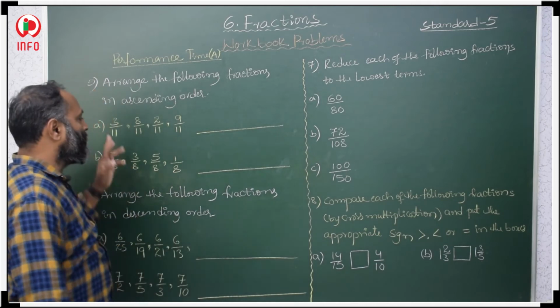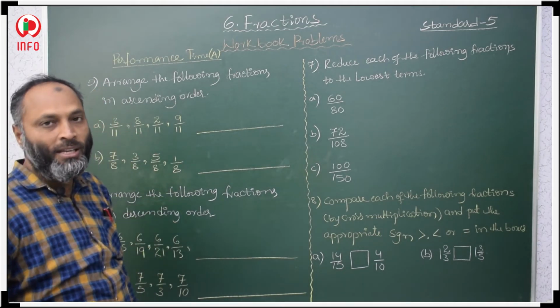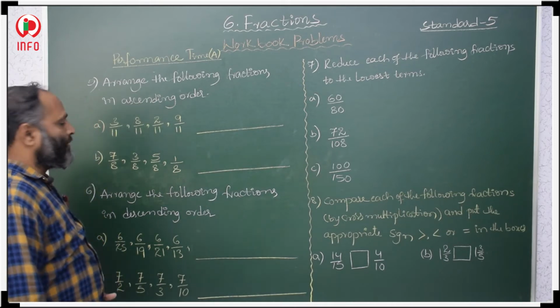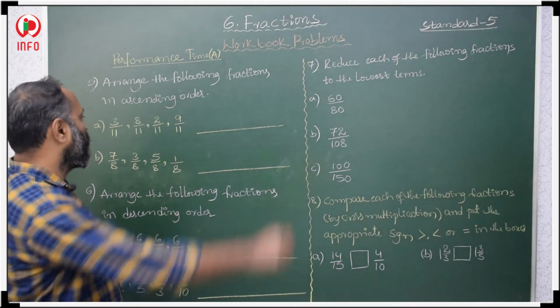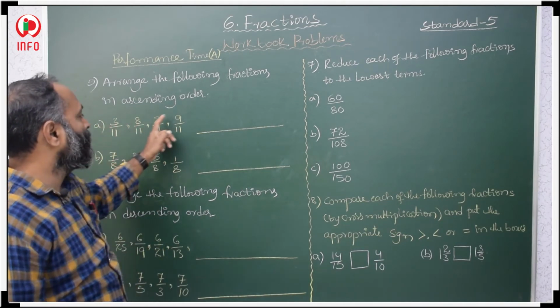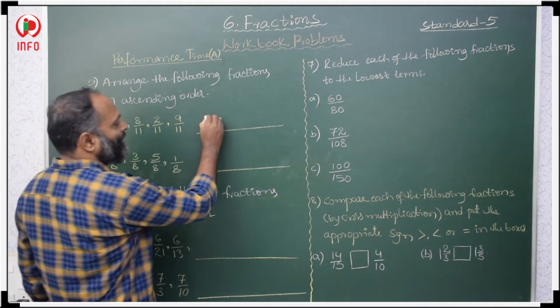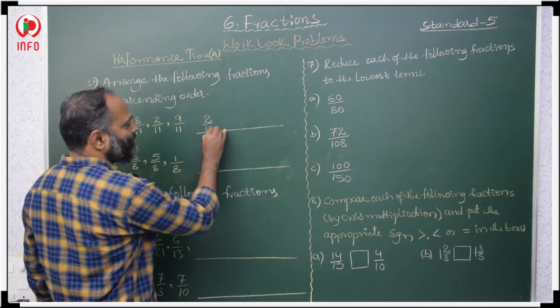So, we have to check the numerators. In the numerator, which one is the least? First we have to take that. That is the least one. This means that is the least value. So, the smallest value is in 3, 8, 2, 9. 2 is the least, smallest value. That means 2 by 11 is the smallest one.